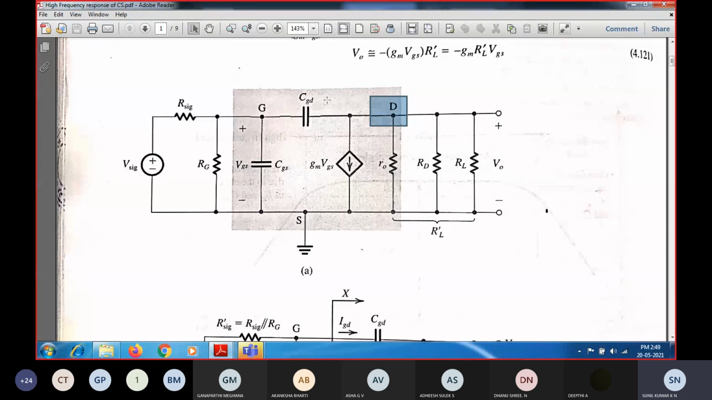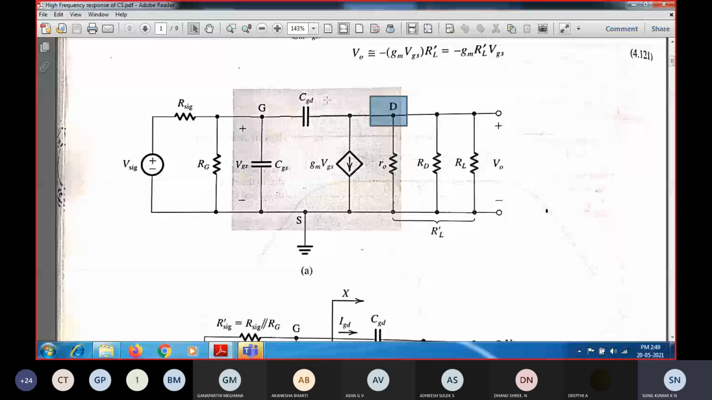So Miller capacitance. This gate to drain capacitance is also called a Miller capacitance because it connects between the input and output terminals. Our input terminal is the gate terminal and the output terminal is the drain terminal. So it is going to act like a feedback path.